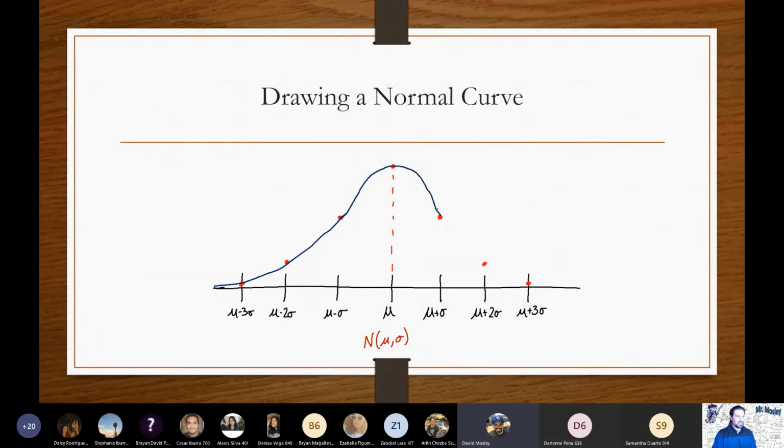As best as we can. And it's going to bottom out over here somewhere. All right. Obviously, it's not perfect. It's okay. This is a basic idea of how we can draw the normal curve using a provided mean and standard deviation.